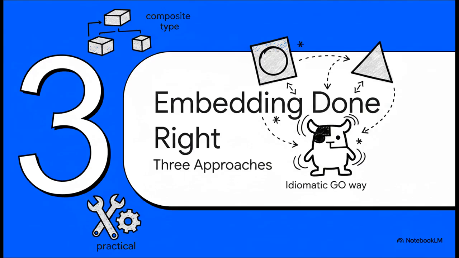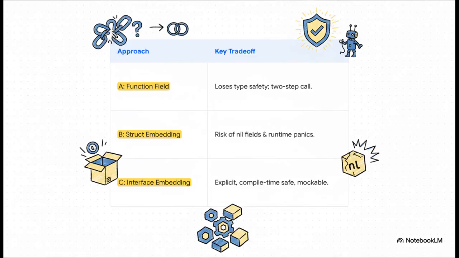And by looking at them side by side, we can really see what the idiomatic Go way is all about. So here are our 3 contenders. Approach A, using a function field, it's just clumsy and you lose all your type safety. Not great. Then you have approach B, using the struct embedding we just talked about. It's better, for sure, but it has this nasty little habit of creating runtime panics if you forget to initialize it, because you'll be calling methods on nil fields.